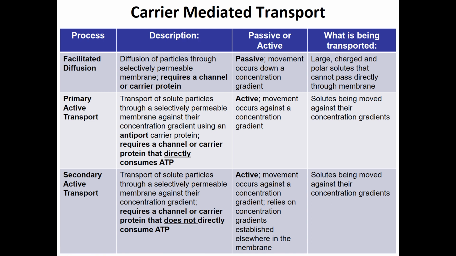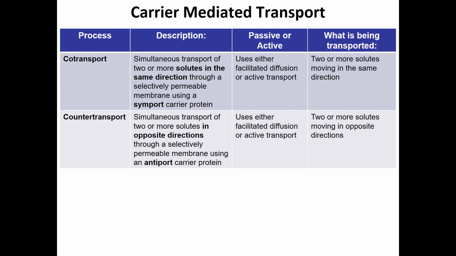Now, what this means is that it's going to rely on a concentration gradient that's established elsewhere in the membrane. This component, the concentration gradients established elsewhere in the membrane, is usually a form of primary active transport. And so even though the secondary active transport doesn't directly harvest ATP, usually the concentration gradient that's established elsewhere did require ATP. Again, in most cases here, we're looking at solutes that are being moved against their concentration gradients, but it's not always the case.